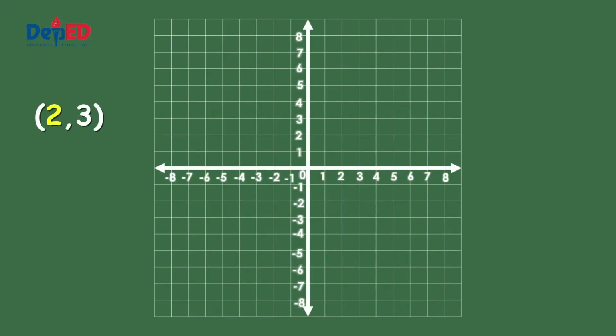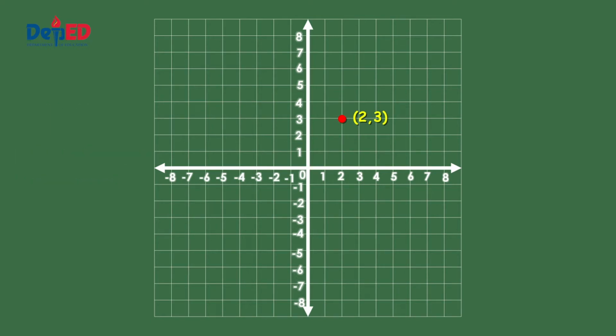The x value is a positive 2. This means that from the origin, the point is located 2 units to the right. Next, we are given a y value of positive 3. This informs us that the point can be located 3 units upward. Starting from the origin, we locate 2 units to the right, then 3 units upward. We now located the point (2, 3).